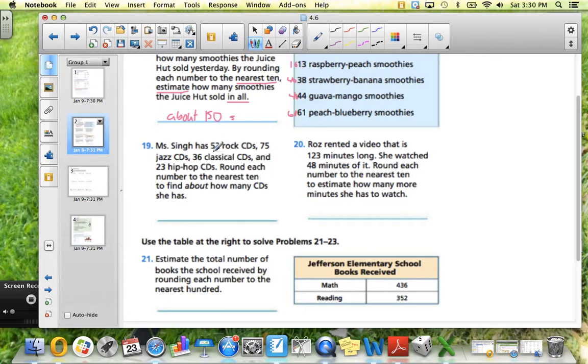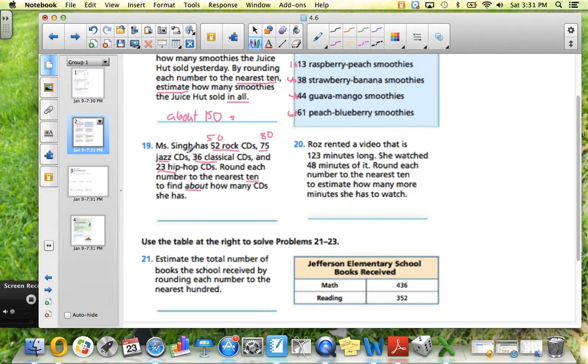Okay, so number 19. Mr. Sign has 52 rock CDs, 75 jazz CDs, 36 classical CDs, and 23 hip hop CDs. Round each number to the nearest 10 to find about how many CDs she has. Okay, so if I round each one of these numbers, this would go to round down to 50. 75 would round up to 80.